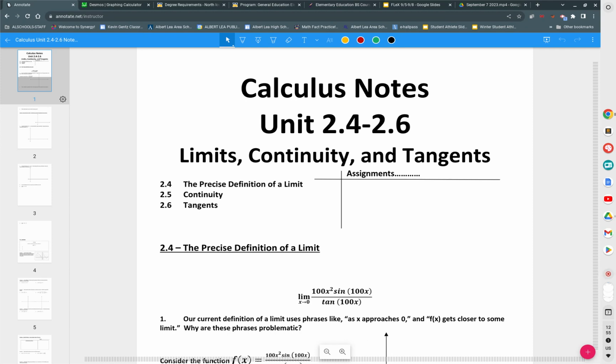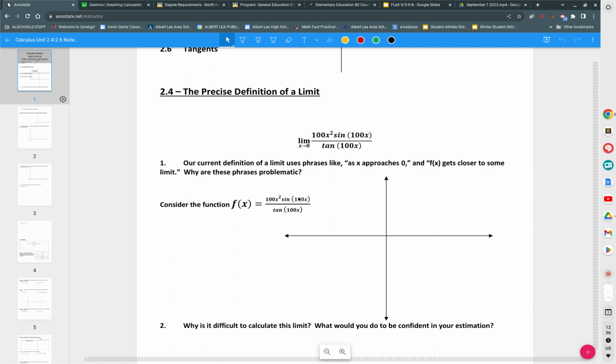We start with a precise definition of the limit, okay? The precise definition of limit is super, super cool. It's what gave us formalized calculus moving forward. And in order to understand why this is important, I want to consider this function right here, okay?